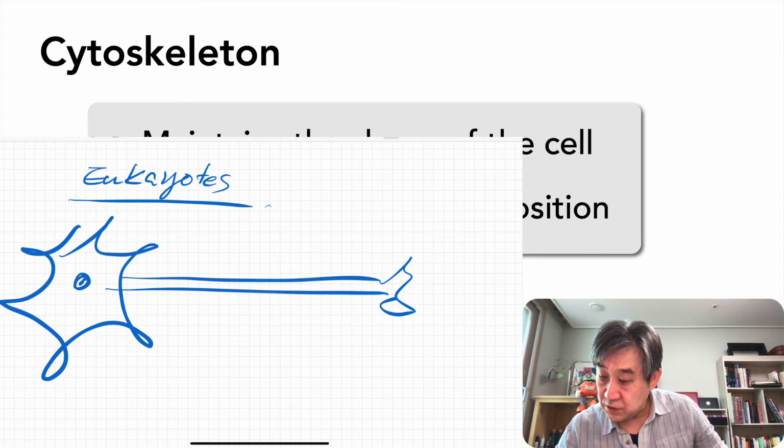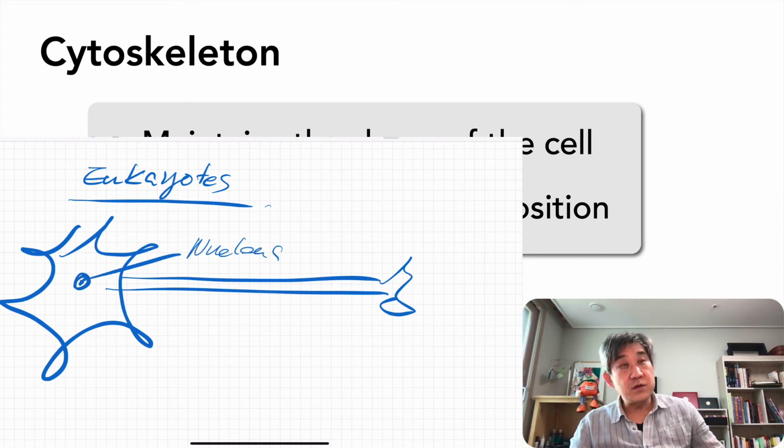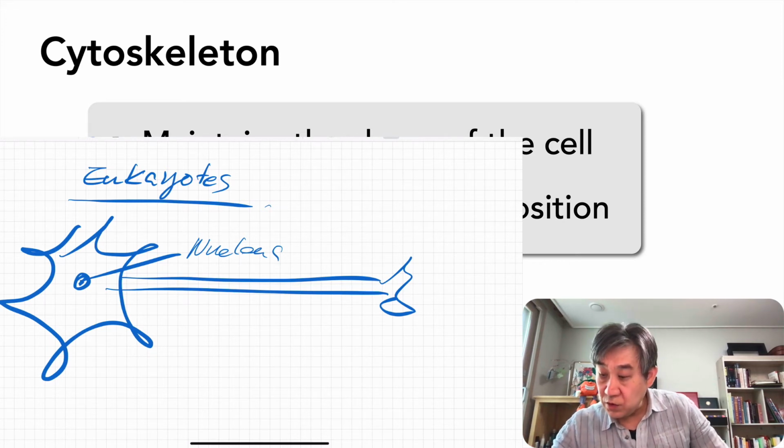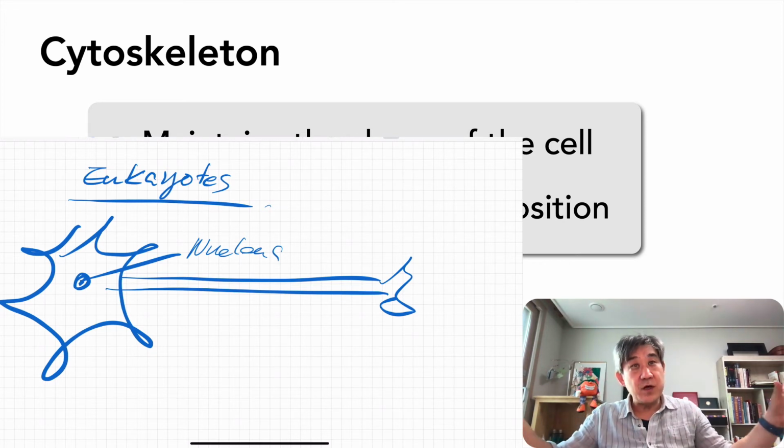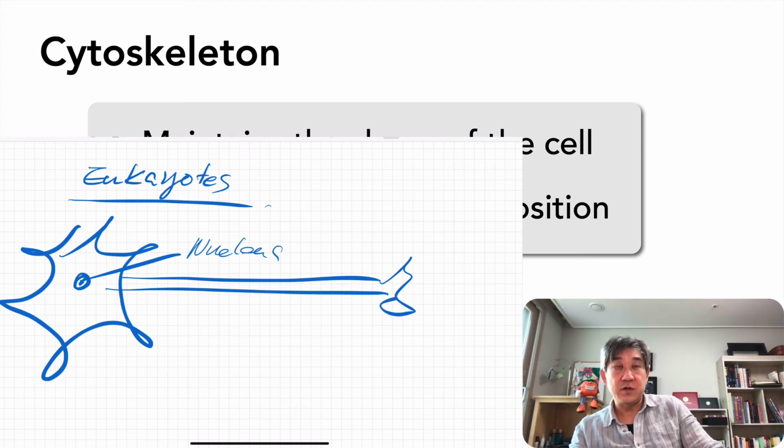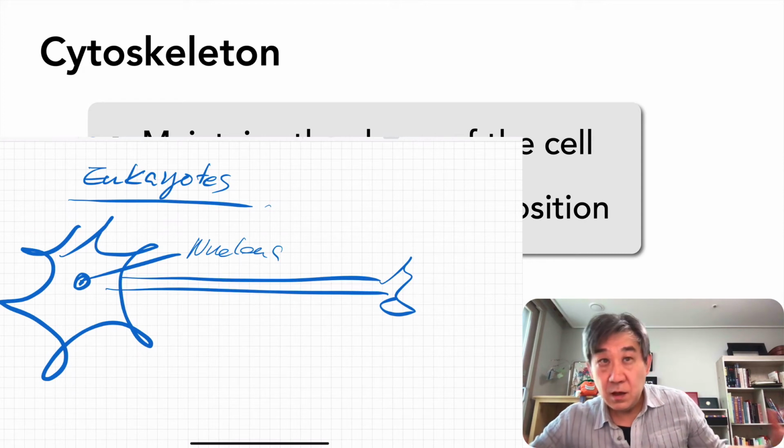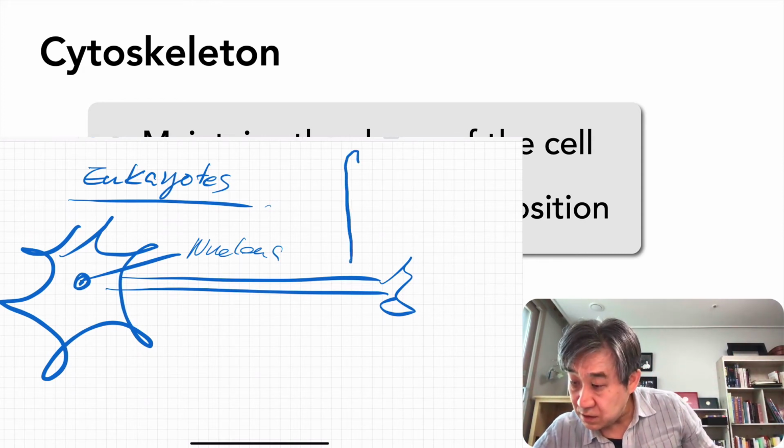Here, the nucleus is there. How does the neuron, the nerve cell, have this very unique, interesting-looking shape? These are all due to specific arrangements of individual cytoskeleton proteins. On the other hand, another type of animal cell called the epithelial cell usually looks like this.